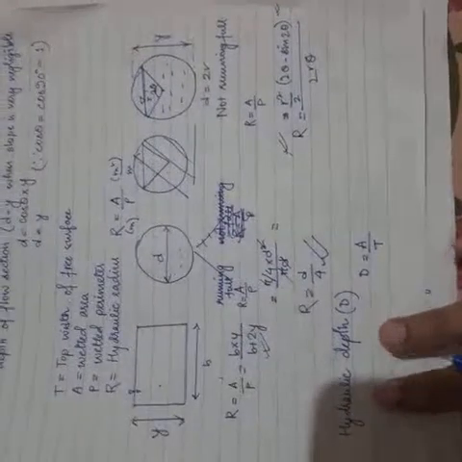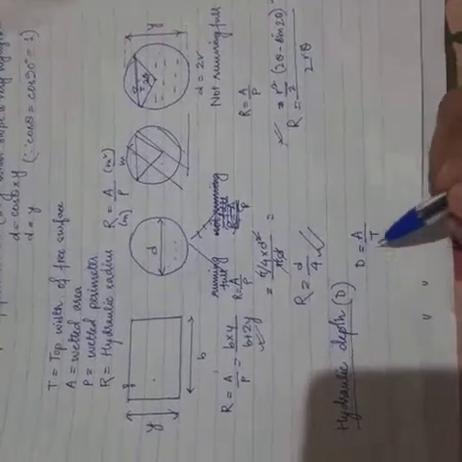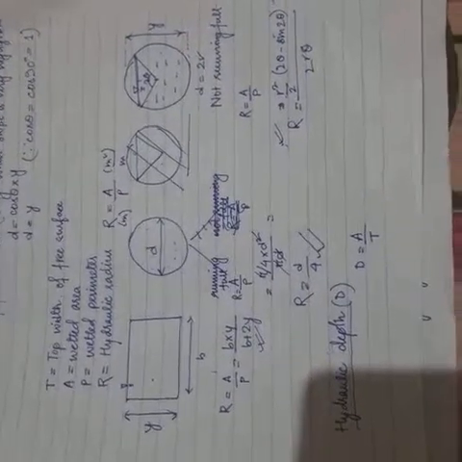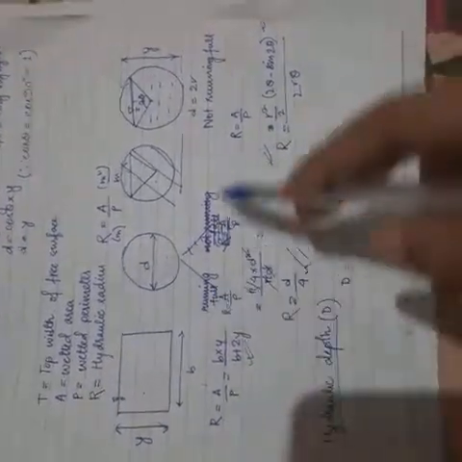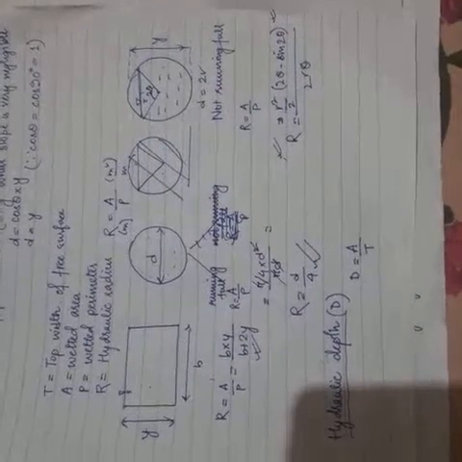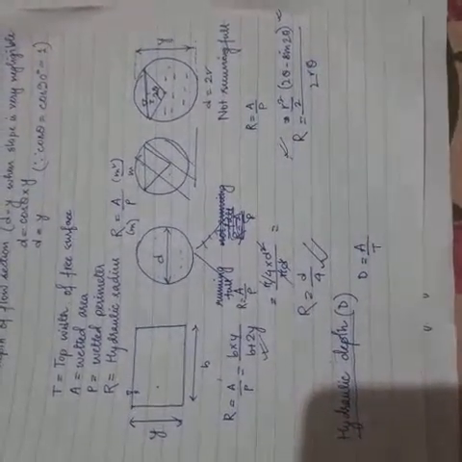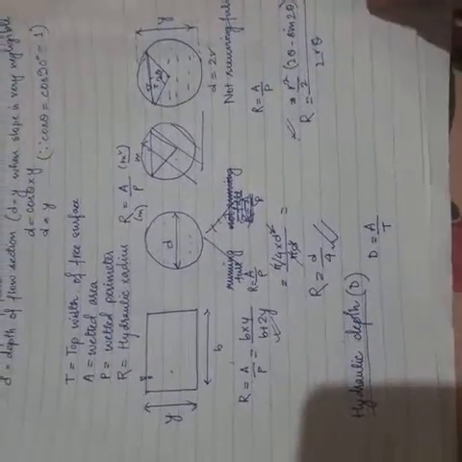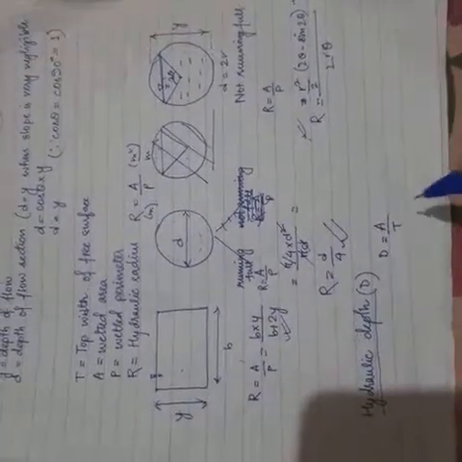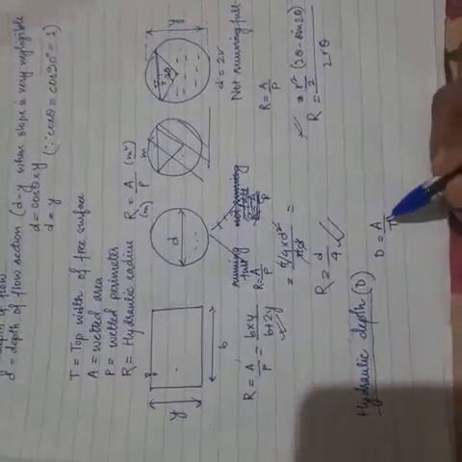And hydraulic depth is the ratio of wetted area to top width, right? So each section will have a different wetted area. For this rectangle, it is B into Y. For the circle, it is pi by 4 into d square when running full. When not running full, it is r square by 2 into 2 theta minus sine 2 theta. So hydraulic depth is the ratio between these two, wetted area to top width.